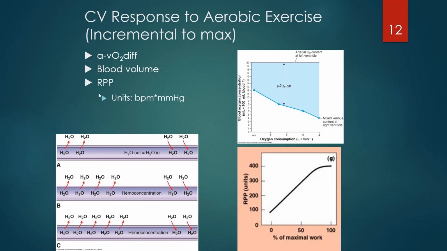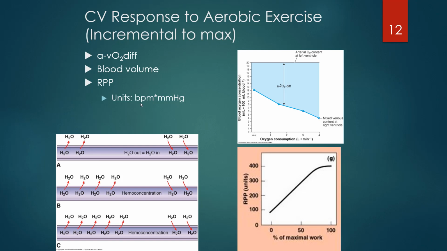And then lastly, on this slide at least, RPP is the rate pressure product. Rate pressure product is a variable that's calculated by heart rate times systolic blood pressure. And it's commonly used to give an index of how hard the heart is working. So heart rate times systolic blood pressure. It's also known as the double product. But just think rate pressure product of heart rate and systolic blood pressure.